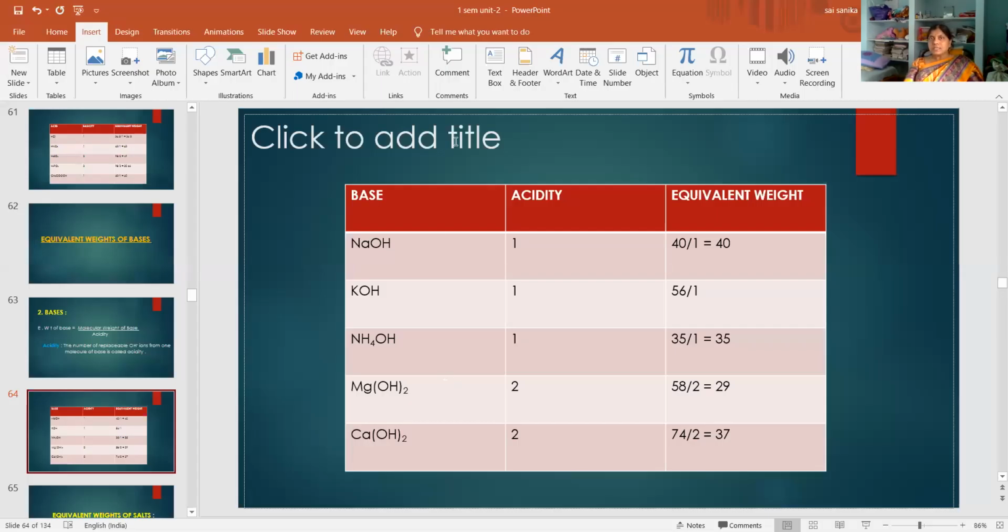So here some molecules are given. We will explain from here. NaOH, acidity 1. Let's see the molecular weight, 40 by 1 is 40. Similarly, KOH, acidity 1, 56 by 1 is 56. So here I did not write 56.